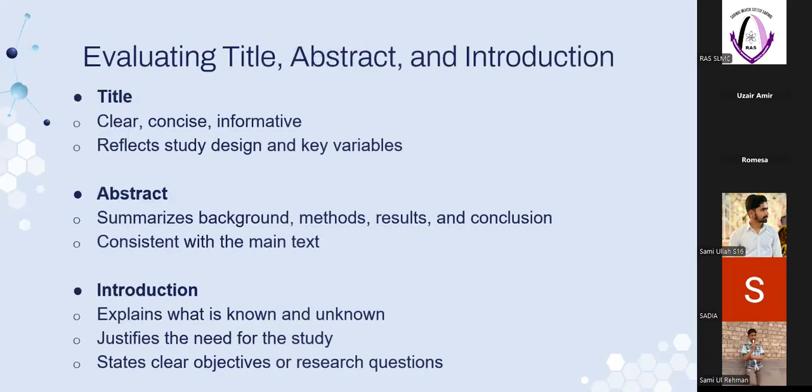So next, we know that a research article has different portions. It has a title, abstract, introduction, and so on. So we should evaluate and critically analyze each and every portion of the research article. In easier words, it is like an anatomical dissection and then a microscopic examination of each and every part of the research article.